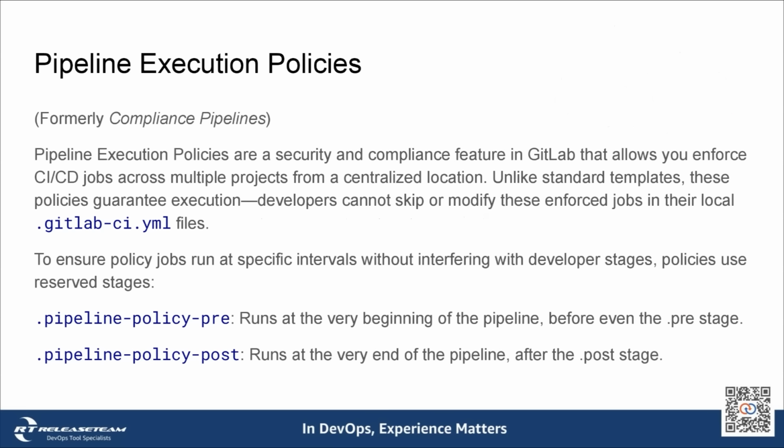Pipeline execution policies are a modern, high-assurance security feature in GitLab designed to enforce CI/CD configurations across multiple projects. Introduced to replace the legacy compliance pipelines, these policies allow security and compliance teams to mandate that specific jobs run in every pipeline, regardless of what a developer defines in their local configuration.